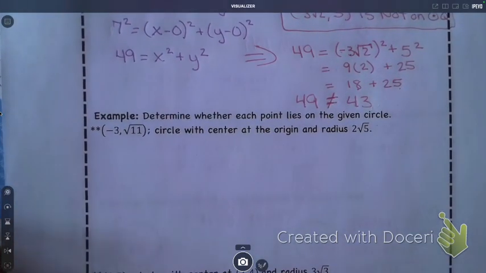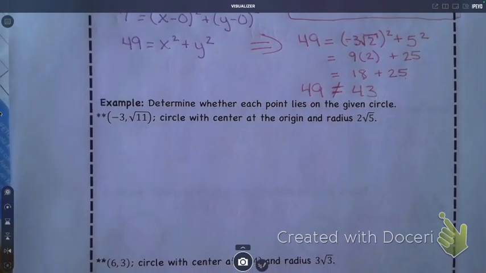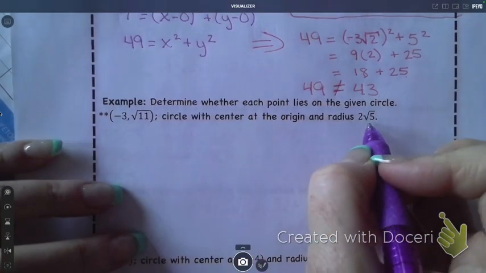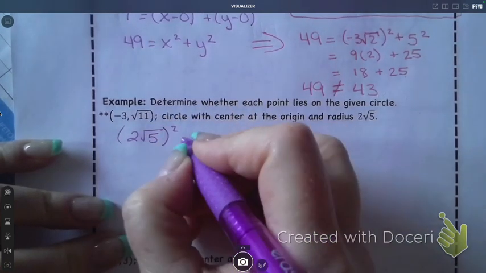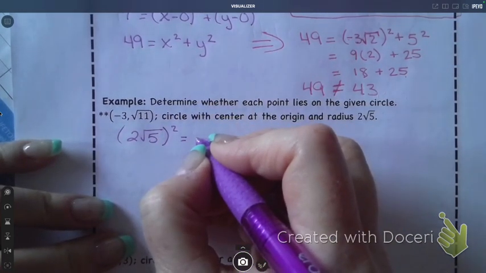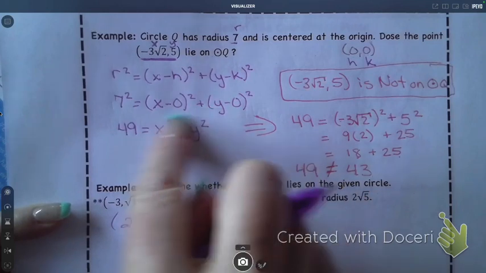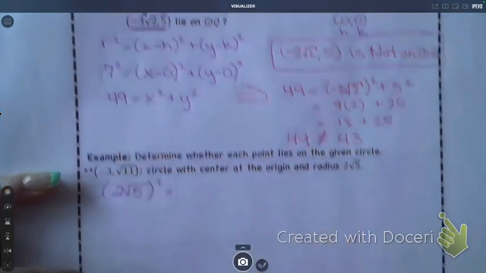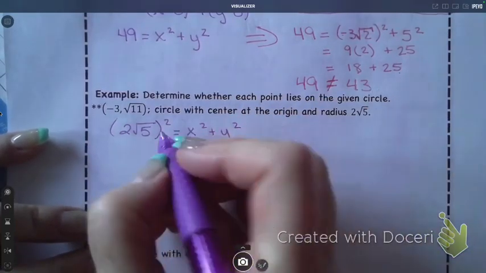There's actually 2 of them. Do you want to do one more? If it lies on the origin, do you have to go through the whole process here? If it lies on the origin, it's automatically going to be what? X squared plus Y squared. So that can help you out, save some time.